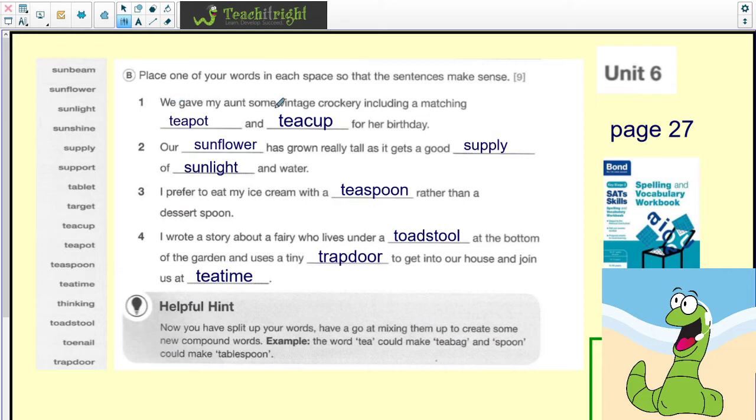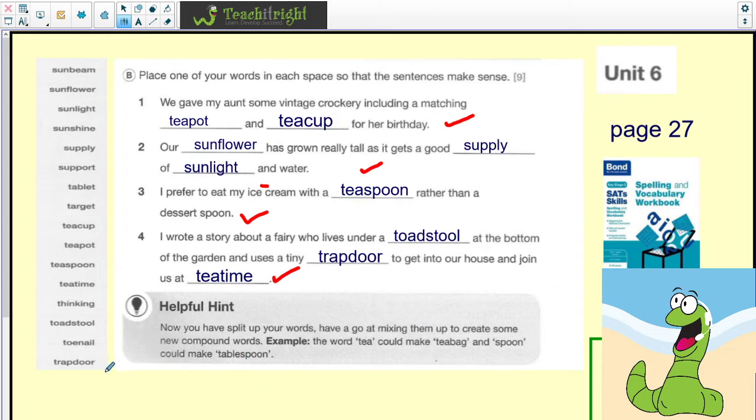So we gave my aunt some vintage crockery, including a matching teapot and teacup for her birthday. Our sunflower has grown really tall as it gets a good supply of sunlight and water. I prefer to eat my ice cream with a teaspoon rather than a dessert spoon. I would have put a hyphen in there. I wrote a story about a fairy who lives under a toadstool at the bottom of the garden and uses a tiny trapdoor to get into our house and join us at tea time.